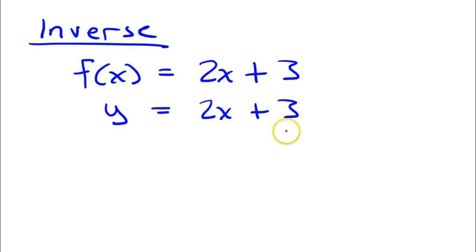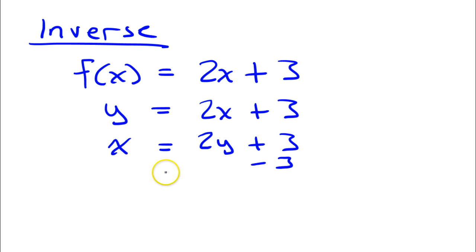So to find the inverse function, you do two things. You switch x and y, and then you solve for y. I'm just going to repeat that. Switch x and y, solve for y. So first of all, I switch x and y. So the x goes here, the y goes there, and then I'm solving for y.